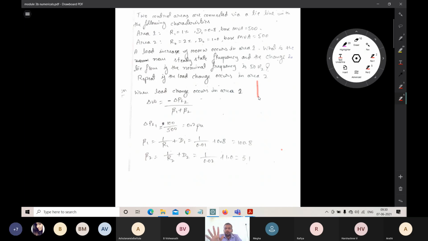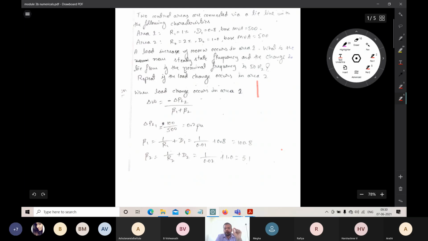So here we have been given two control areas, area 1 and area 2. Area 1 has regulated characteristics and droop characteristics, and he has given the base area for both the characteristics. And a load increase of 100 megawatt occurs in area 1. So in area 1, 100 megawatt of power is increased. And what is the new steady state frequency and the change in tie flow?